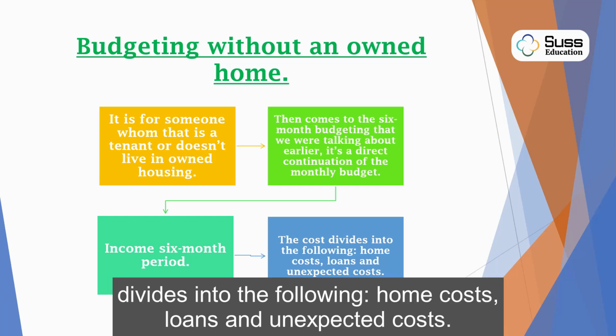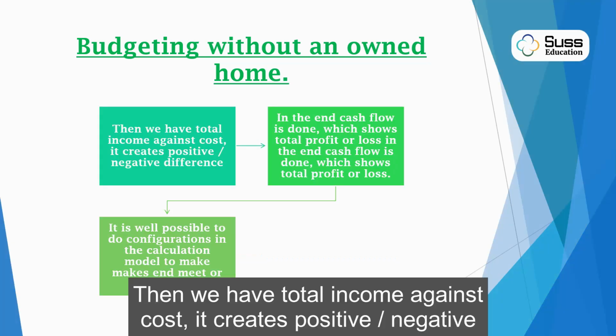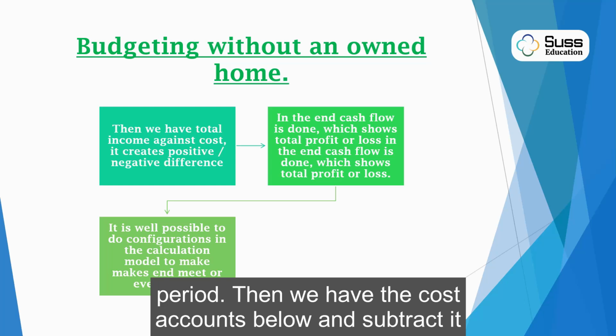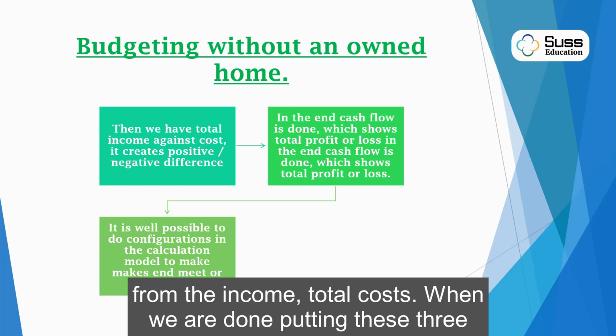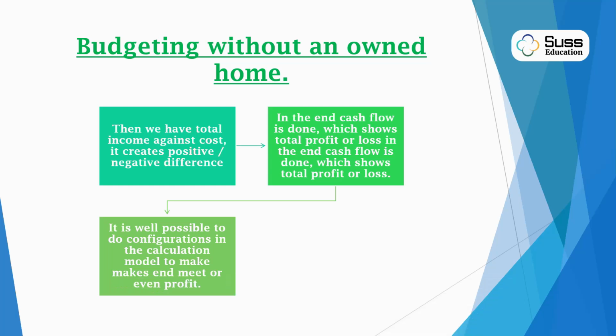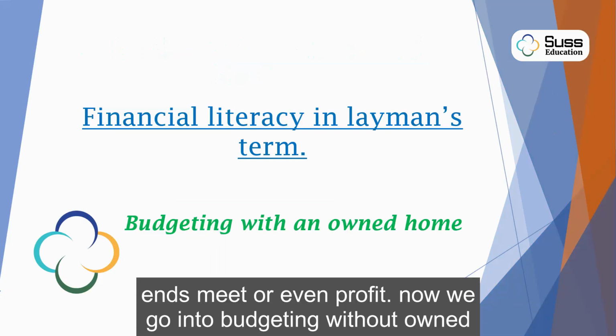The cost divides into the following: home costs, loans, and unexpected costs. Then we have total income against cost. It creates a positive or negative difference. That is, we find out total income over the month for a 6-month period. Then we have the cost accounts below and subtract them from the total income when we're done putting in these 3 cost factors. In the end, cash flow is done, which shows total profit or loss. It is well possible to do configurations in the calculation model to make ends meet or even profit.